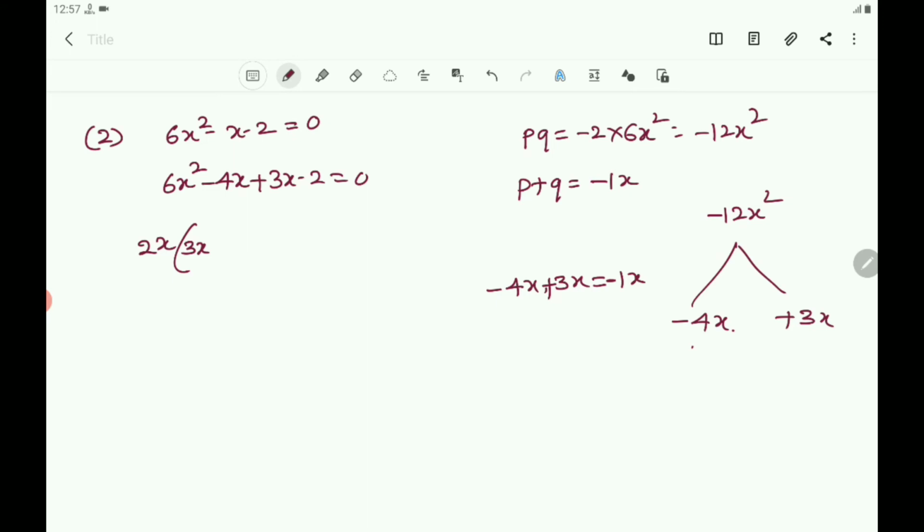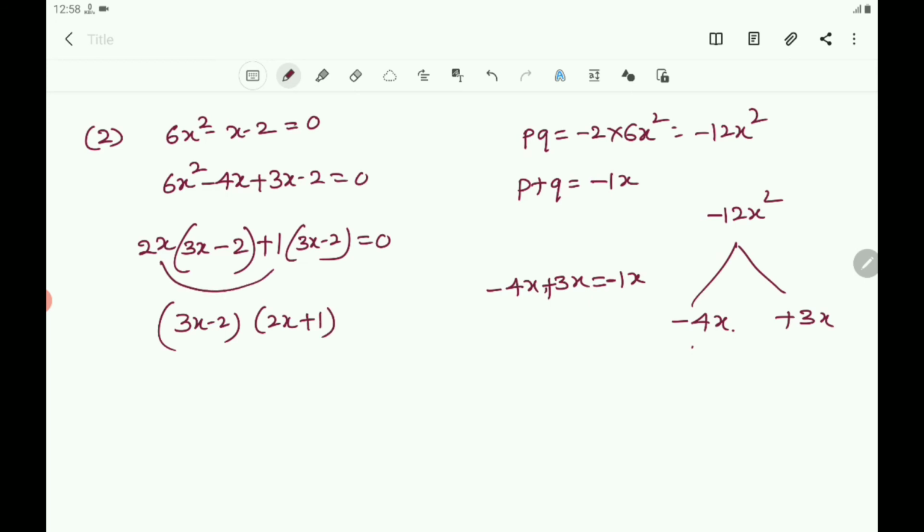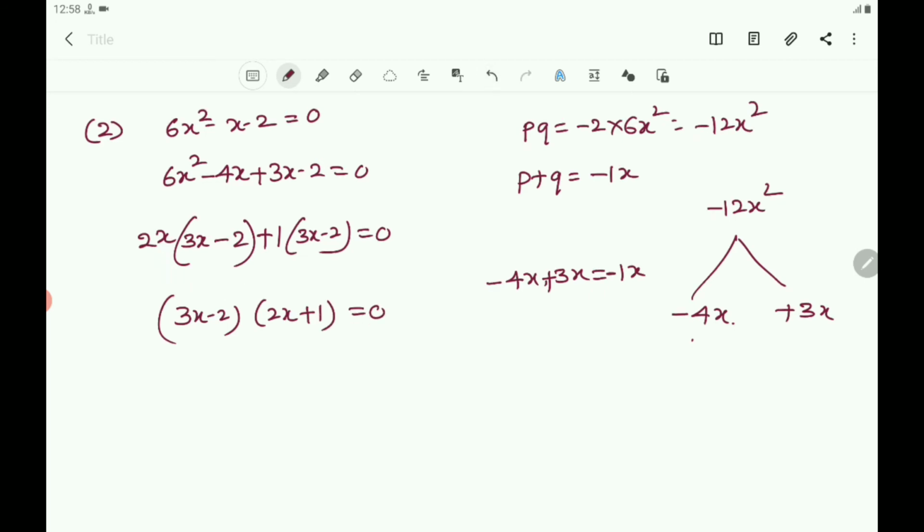2x into 3x is, the product of these two is 6x square. Minus, here 4x is there. If 2x is outside, 2x into 2 plus 3x minus 2, the common is 1 into 3x minus 2 equals 0. Then here 3x minus 2 is common, remove that outside. 3x minus 2 into 2x plus 1, 2x plus 1 equals 0.